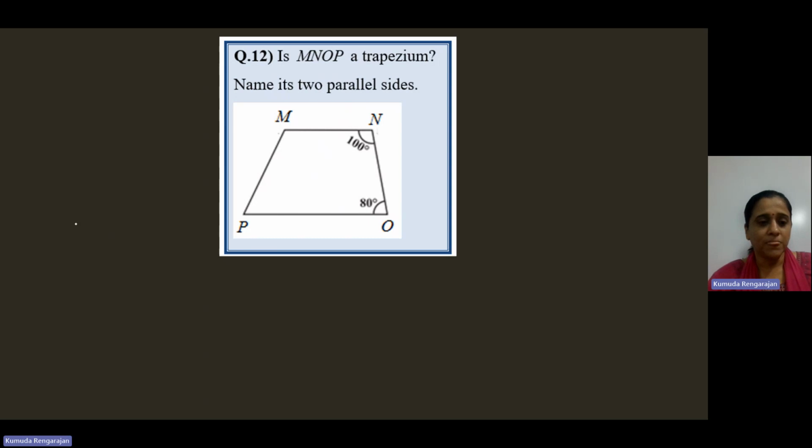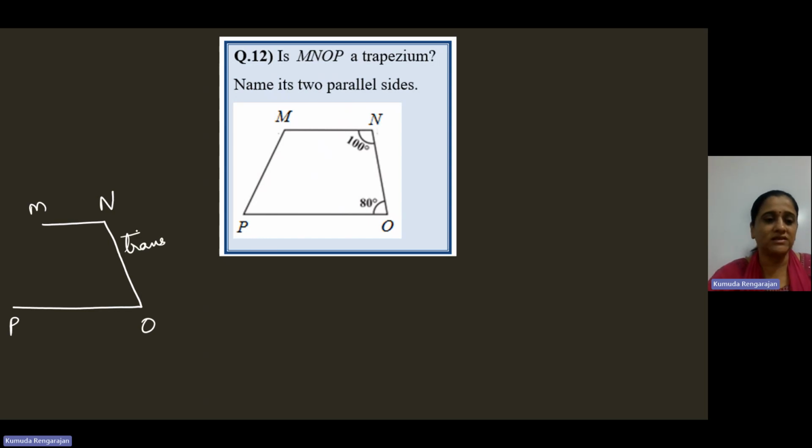Now, in this figure, this is a line. This is a transversal. This is a line. We are not saying they are parallel lines. MN is a line. PO is a line. And NO is a transversal. This is a transversal. This is a line. This one is also a line. MN and OP are two lines intersected by the transversal NO. And we see that co-interior angles 100 plus 80 is equal to 180. They are supplementary. Co-interior angles are supplementary only when the lines are parallel.